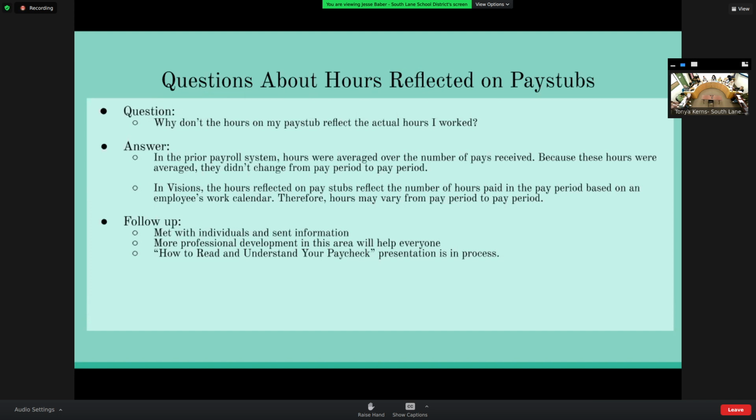What we have come up with is that we do need more professional development in this area to help everyone understand how their hours are reflected on their paycheck. And we are working on a how to read and understand your paycheck presentation. It's in the works. That presentation will include everything on your paycheck, including taxes, deductions, withholdings, employer contributions, and pay information.